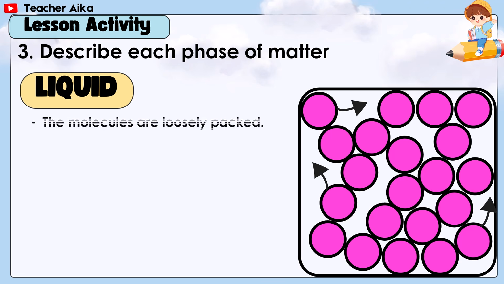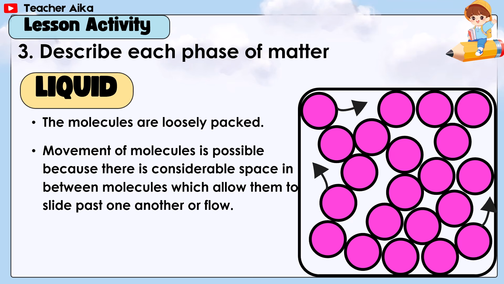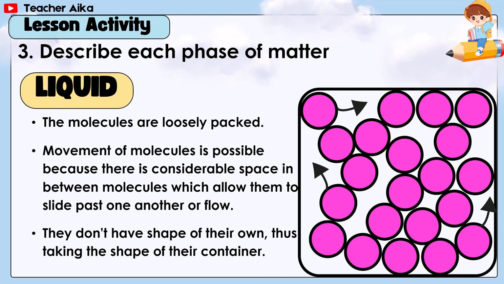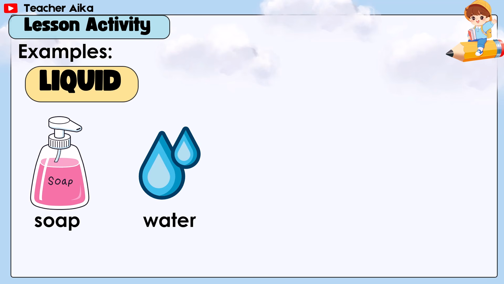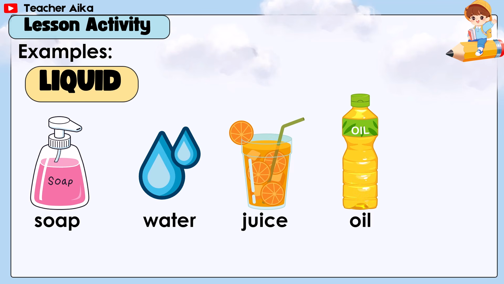Second is liquid. The molecules are loosely packed. Movement of molecules is possible because there is considerable space in between molecules which allow them to slide past one another or flow. They don't have shape of their own, thus taking the shape of their container. Examples of liquid: soap, water, juice, oil, and milk.